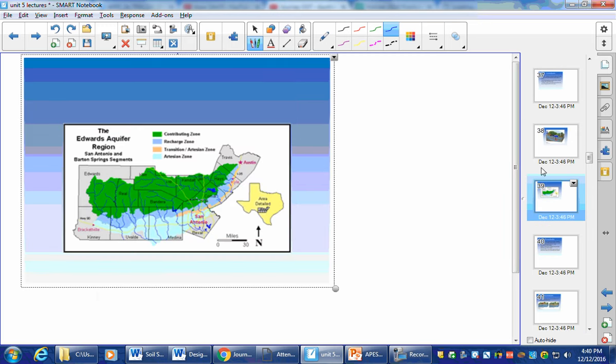All right, so here's our Edwards Aquifer. There's a recharge zone here, and a contributing zone. This kind of pours down into these other recharge zones, the artesian zone. So what do you think we do here? Artesian zone.